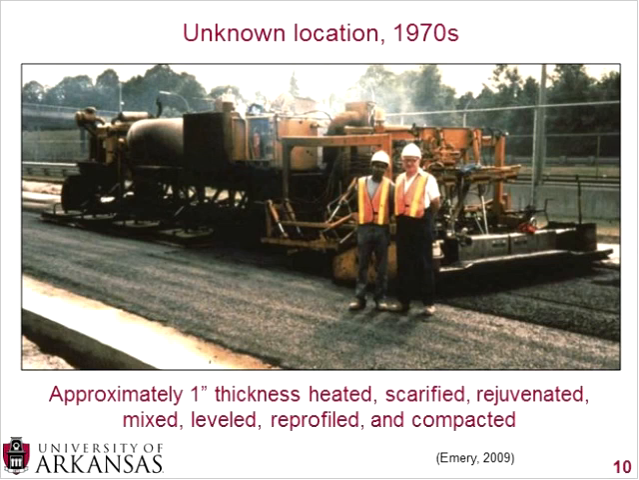And you can see the equipment progressing here. This is another unknown location, but in the 1970s, there's a heating unit in front of what looks like a slightly older screed. So they're heating the material, then remixing it a little bit right in front of the screed and placing it back down. And you can see right here they're using approximately 1 inch of thickness being heated. They scarify it, add some rejuvenation agent, mix it, level it, reprofile it, and then compact it. So these are the basic steps that I talked about earlier in hot in place recycling, all mixed into one, at about 1 inch thickness.